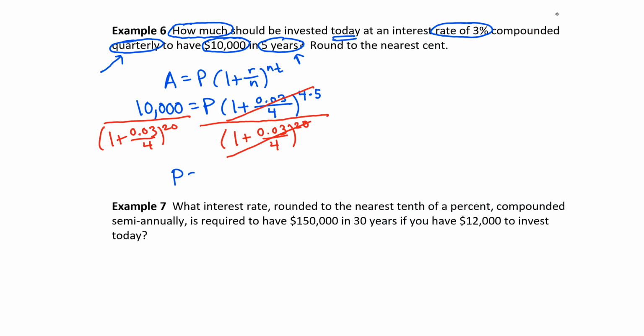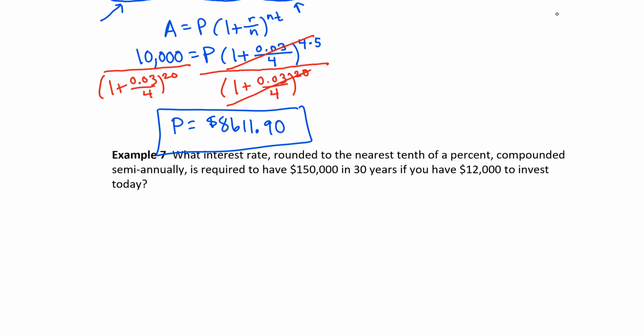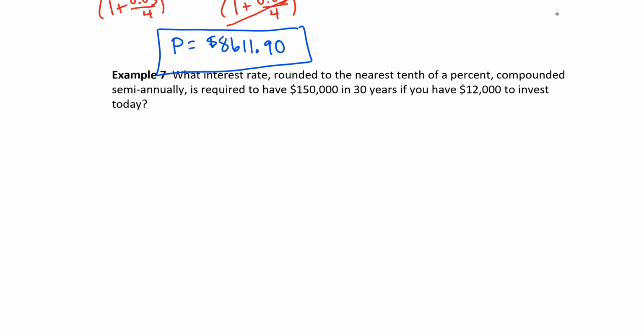So our principal is 8611.90. And then over 5 years, that would grow to $10,000. And remember, interest is free money, right? You make your deposit, you leave it alone, and you benefit from putting that money in the bank. Let's do one more example.